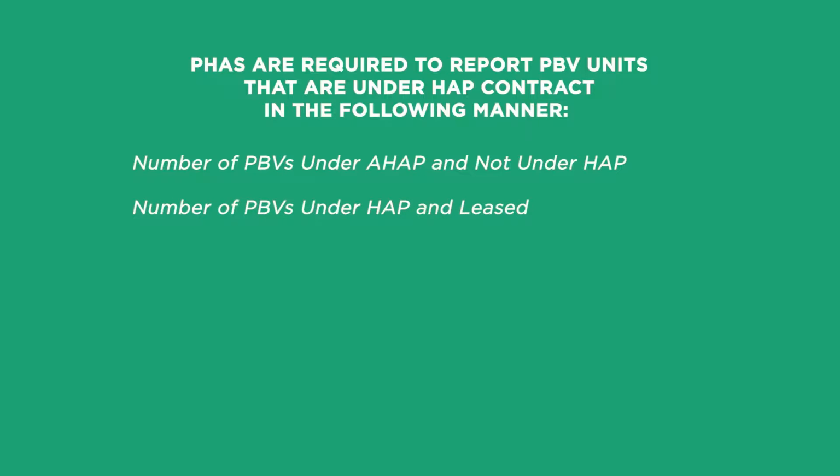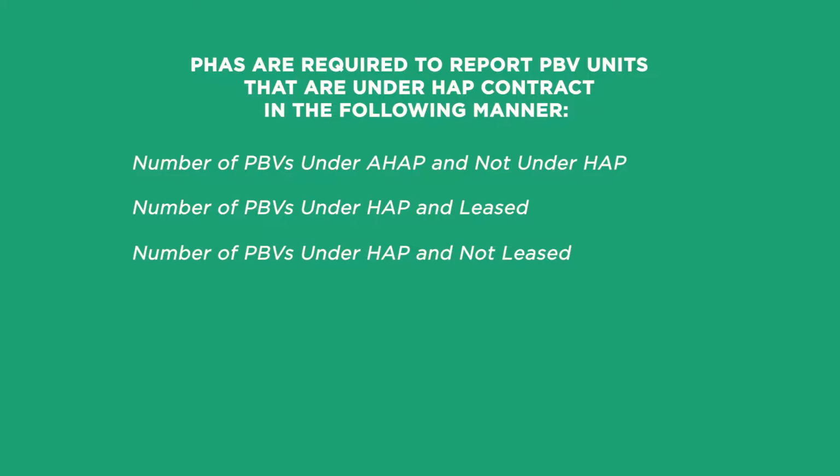Number of PBVs under HAP and leased. These are the total number of PBVs under HAP contract and leased. These units and associated expenses are also reported in the field that best describes the type of voucher being used: tenant protection, AOV, etc.